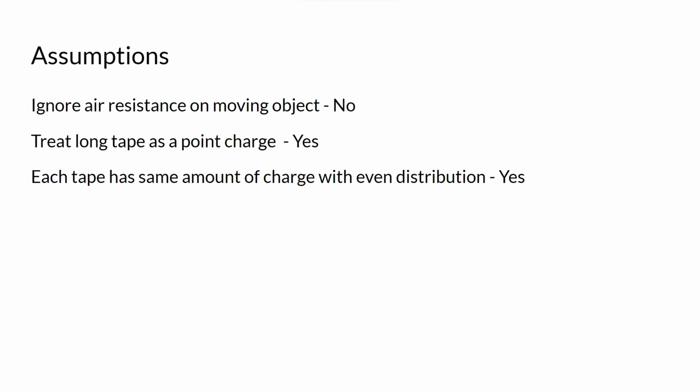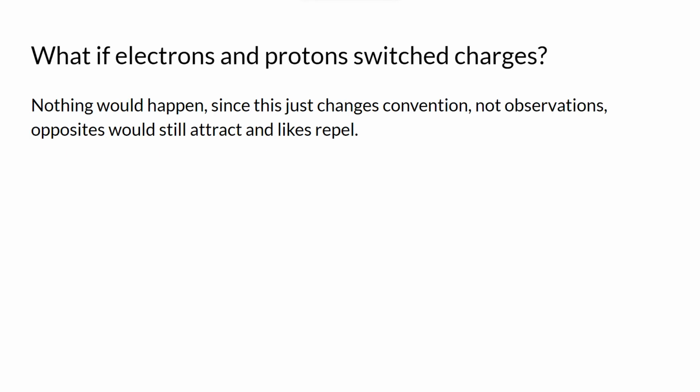And we are also assuming that each tape has the same amount of charge with even distribution, which allows us to utilize Coulomb's law. If electrons and protons had switched charges, this would not affect our model whatsoever, because this just changes the convention of the model and not real life, so it would not change any of the observations, as the opposite charges would still attract and the like charges would still repel.